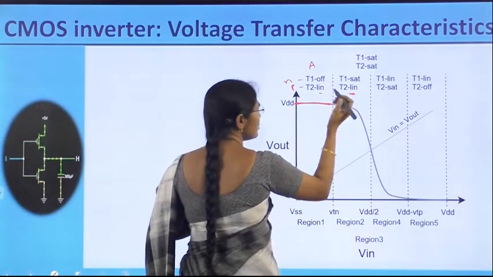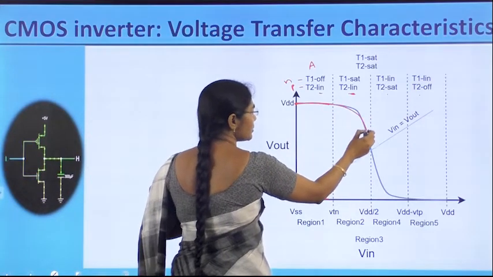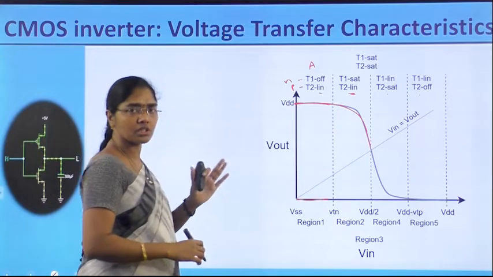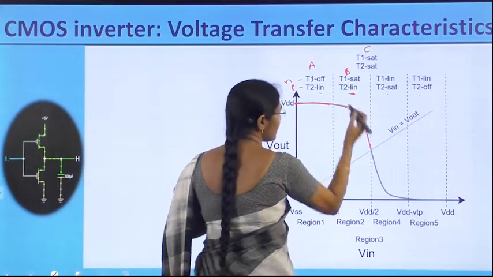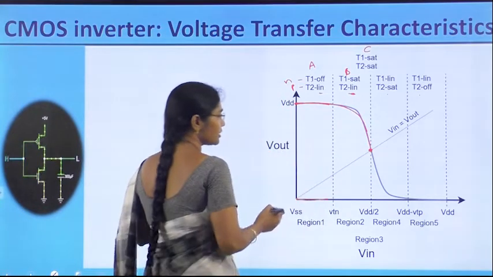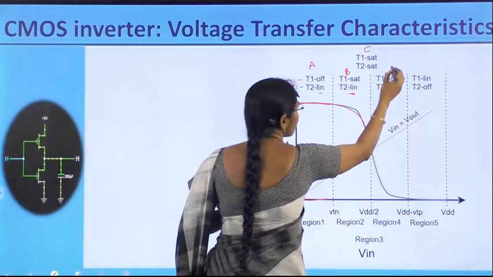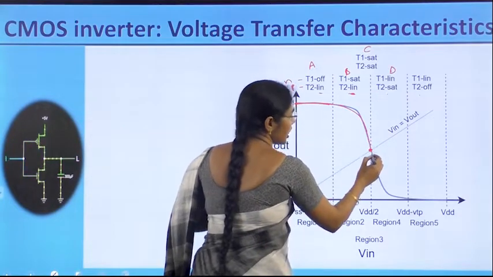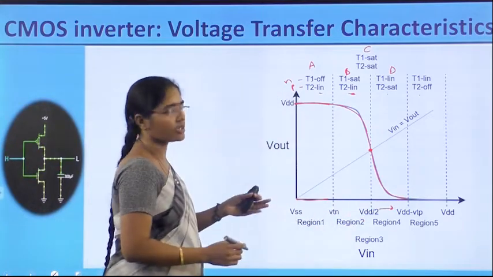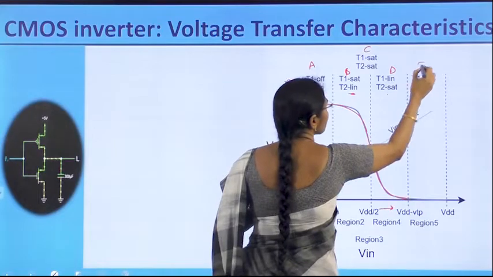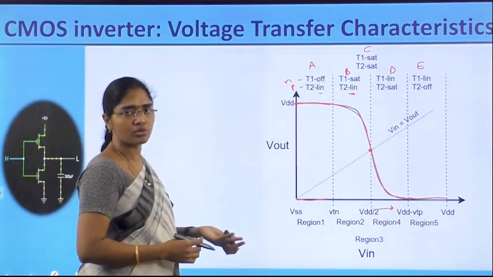Then in the second region, what will happen? This VDD is reducing and it will reach VDD by 2 in the region B. And region C is at one point, VDD by 2 at Vin, where Vout is also VDD by 2. Now in region 4, that is D, the output is still reducing as the input is increasing. Then in region E, the output reaches 0 because the input has reached VDD.